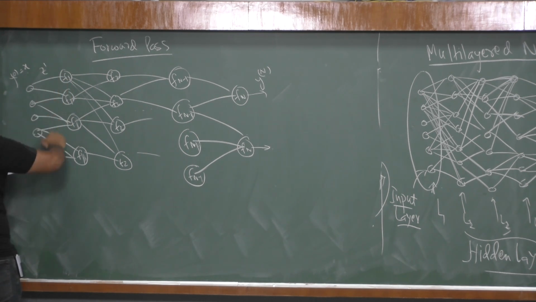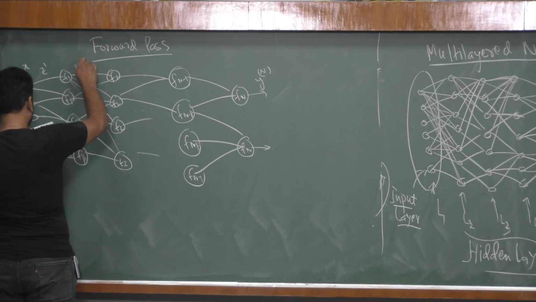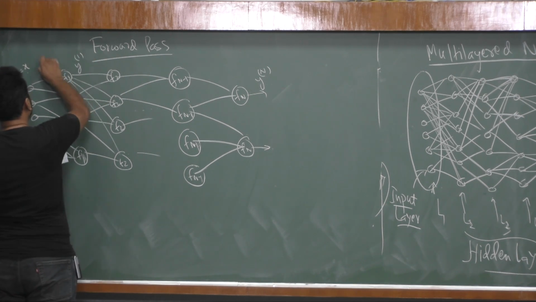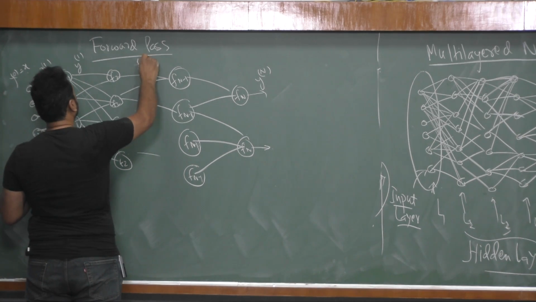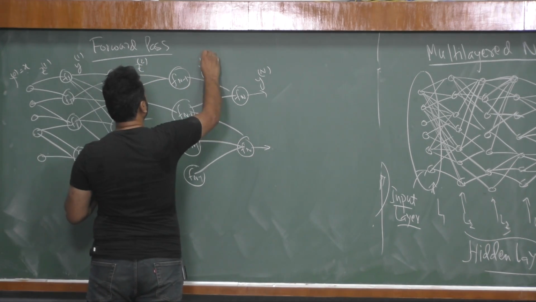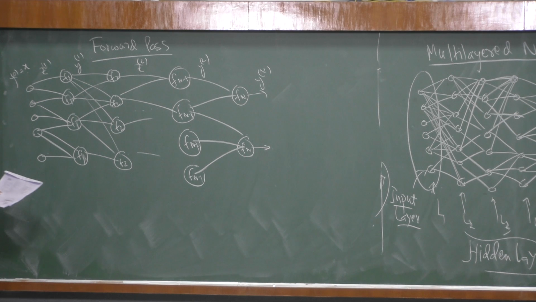Okay, so this whole vector we call z1, and the output that we get we call this whole vector y1. Here again, similarly, we call this z2, and this y2, and similarly eventually we have yn.